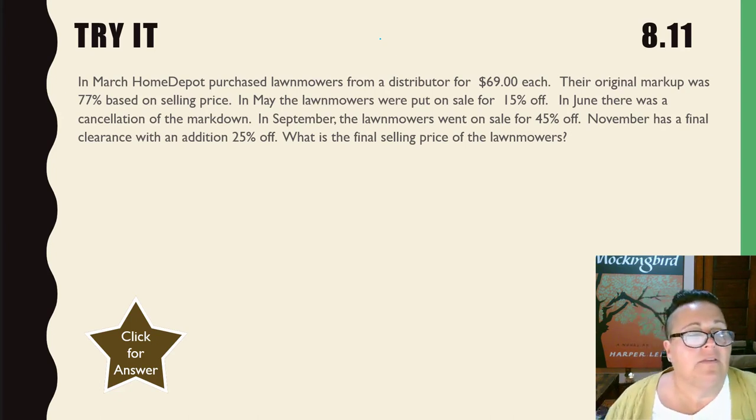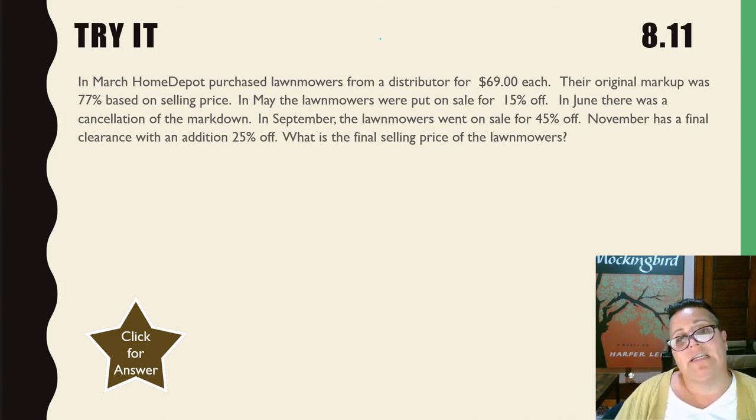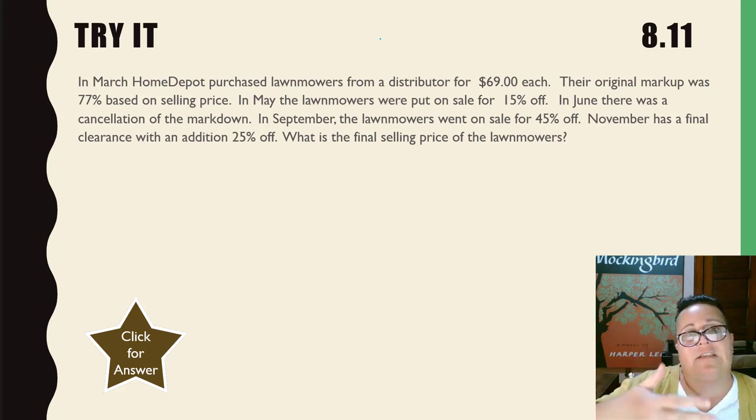All right. So in March, Home Depot purchases lawnmowers from the distributor for $69 each. Their original markup was 77% based on selling price. Again, look at that markup based on selling price. That is the most common type of markup for a customer-facing sale.